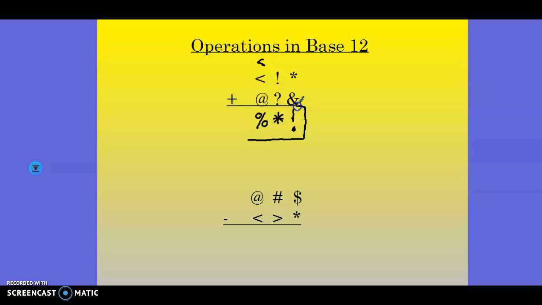And that would be it for adding. So just remember when you carry the 1, you're only carrying when you go over 11. Now you're welcome to convert these to base 10, get your answer.